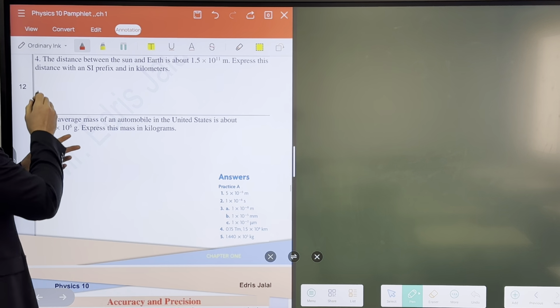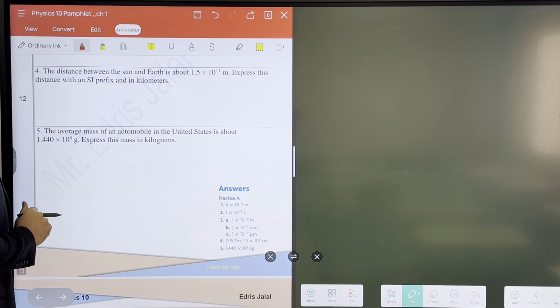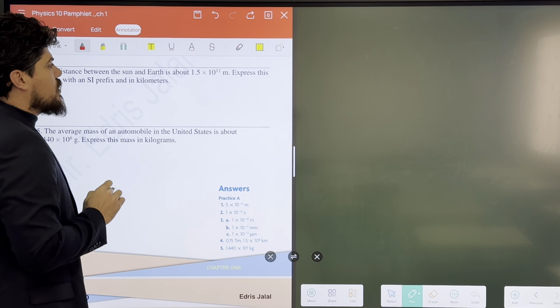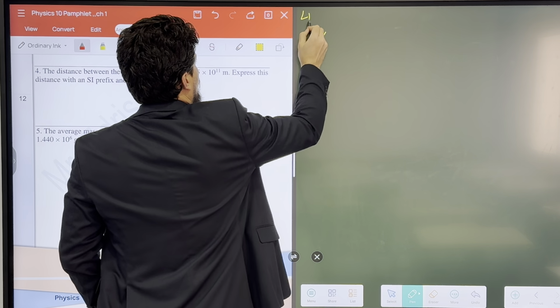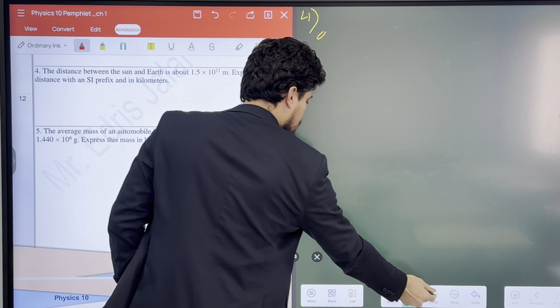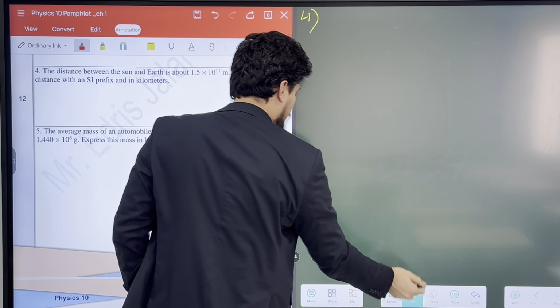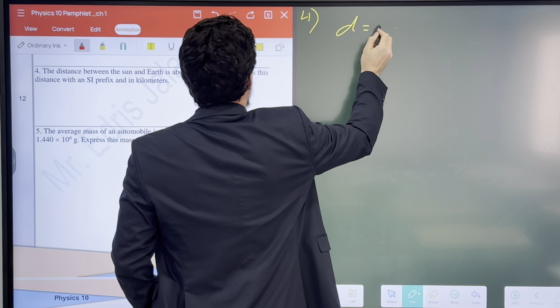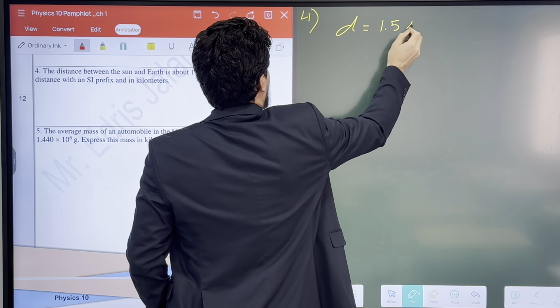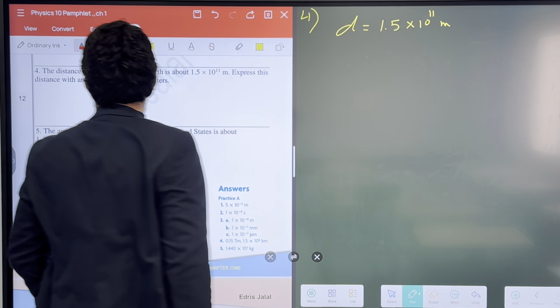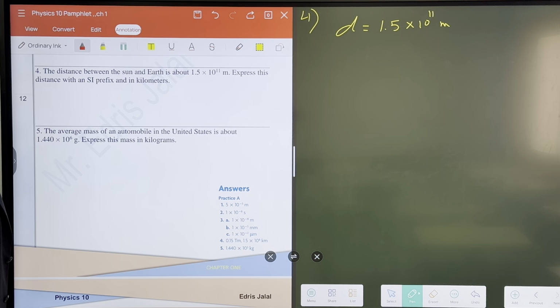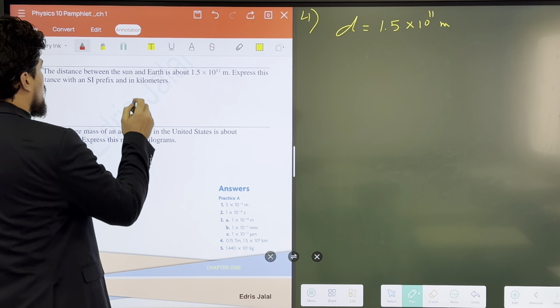Question 4. The distance between the Earth and the Sun is approximately equal to 1.5 times 10 power 11 meter. Express this distance with the SI prefix and in kilometer.